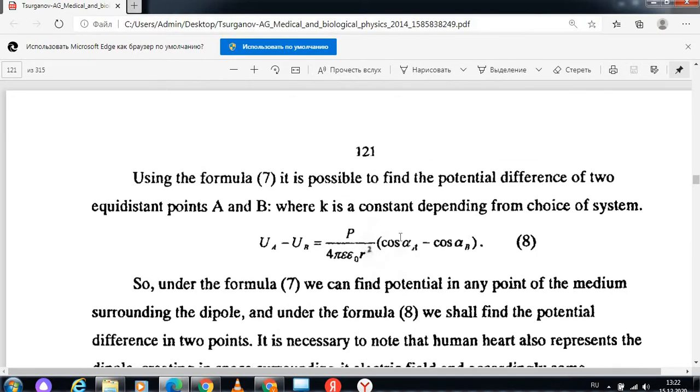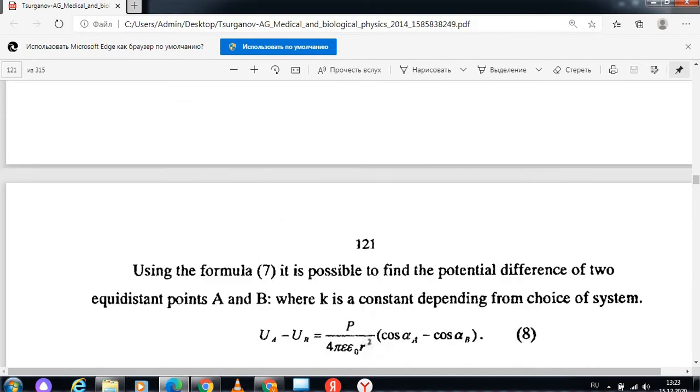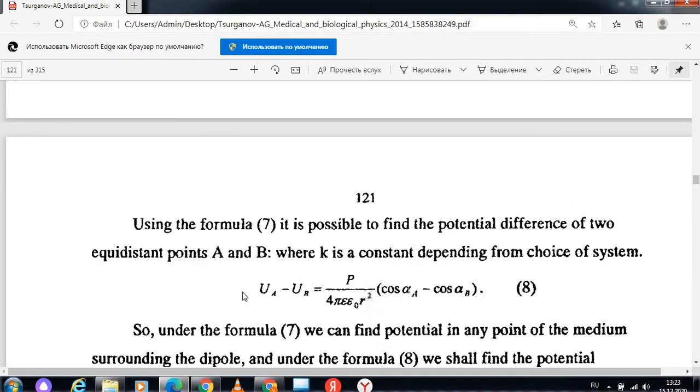So when we're using this formula, it is possible to find the potential difference of two equidistant points A and B, where K is your constant dependent on the choice of the system, which will give you the potential difference of two equidistant points. Here it is: UA minus UB equals P divided by 4π epsilon 0 R squared, multiplied by cosine alpha A minus cosine alpha B.